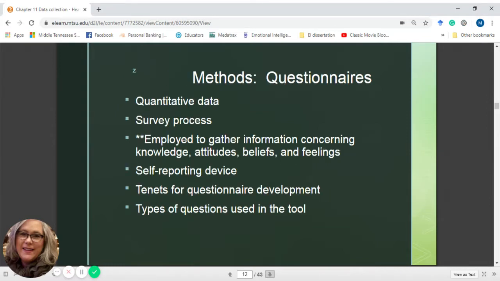Then our questionnaires, again, for quantitative data collection, we usually use a survey. And with that, we gather information concerning knowledge, attitudes, beliefs, feelings. We use a Likert type scale questionnaire mostly, and then we can get a range of answers. Take a look at box 11-1 on page 250 and box 11-2 on 252.